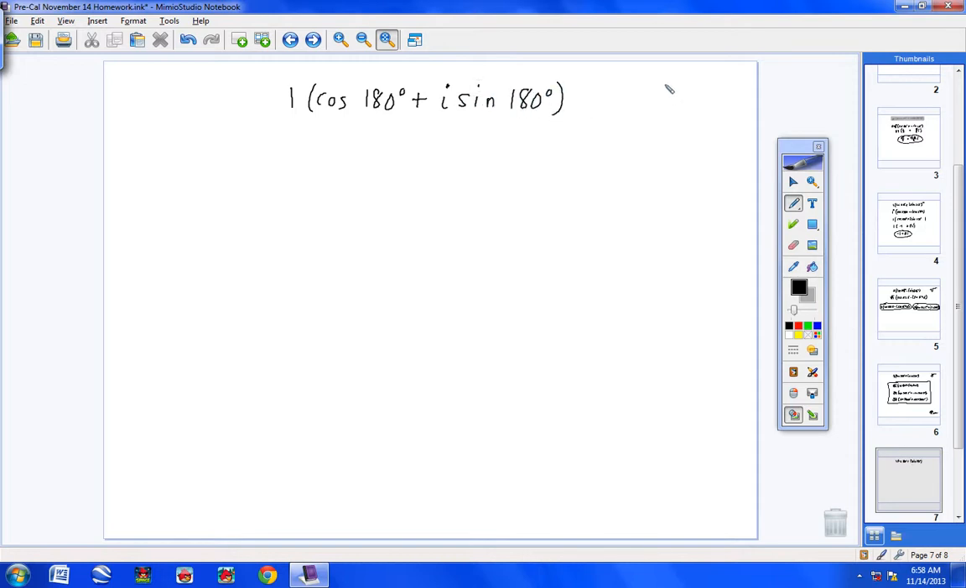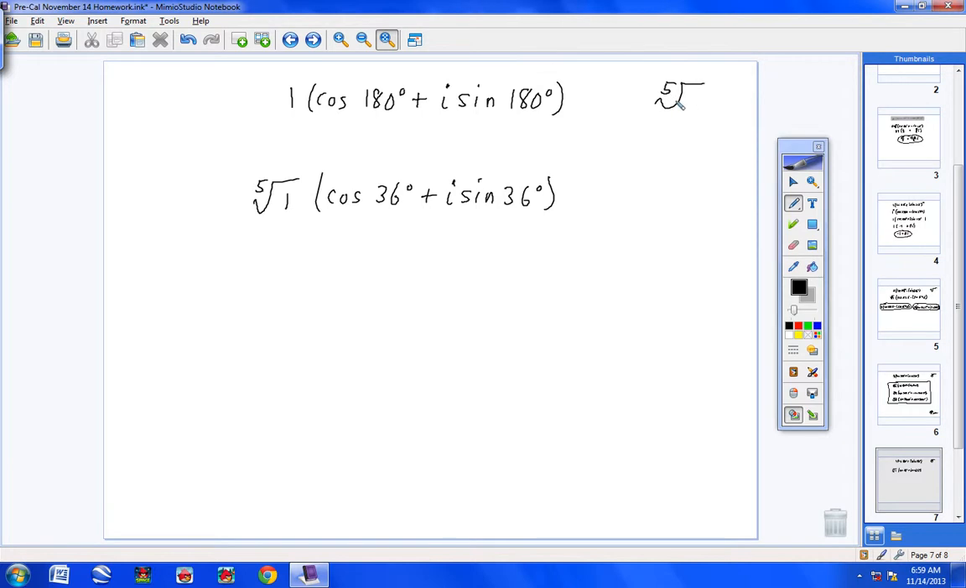And don't forget, they were asking us to find the fifth root. So that means I'll have 5 answers. Now, first of all, I take the fifth root of 1. So there's the fifth root of 1, and then here I divide 180 by 5. So the cosine of 180 divided by 5 would be 36 degrees plus i sine of 36 degrees. Now there we go. That's one answer. In fact, I'm going to separate it just a little bit from that top answer, okay? There we go.